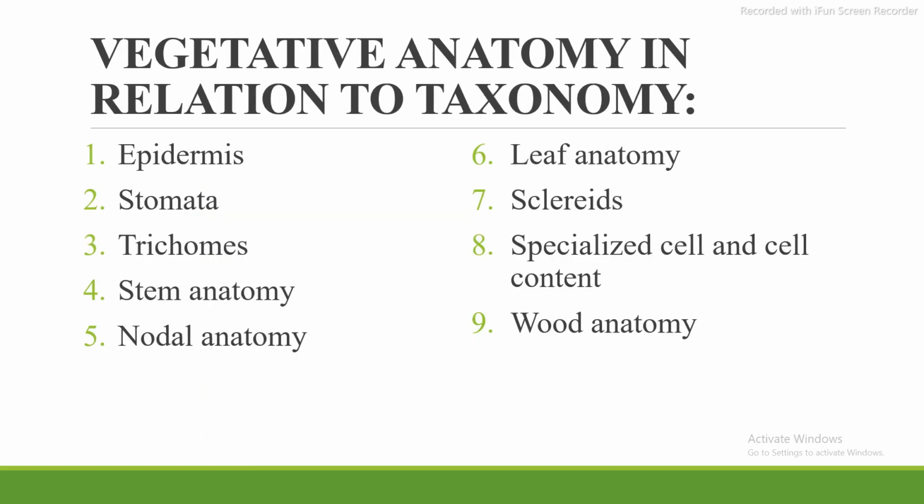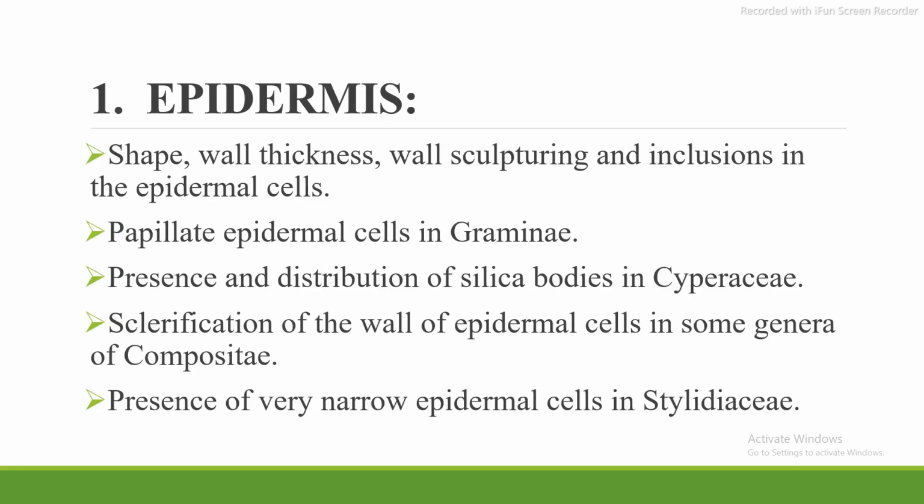Vegetative anatomy in relation to taxonomy includes epidermis, stomata, trichomes, stem anatomy, nodal anatomy, leaf anatomy, stadiates, specialized cell and cell content, and wood anatomy. First of all, I will discuss the epidermis. Epidermis includes the shape, wall thickness, wall sculpturing, and inclusions in the epidermal cells.